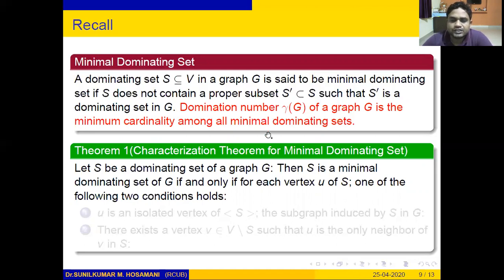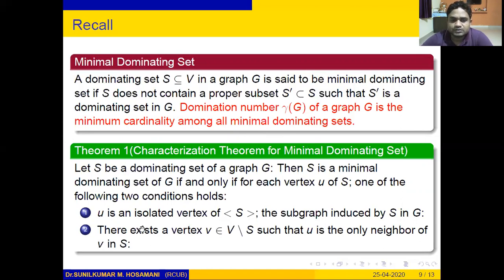In my last lecture, I proved the characterization theorem for minimal dominating sets. The statement of that theorem says that any dominating set S is a minimal dominating set if and only if it satisfies one of the following conditions. The first condition is: if I take the induced subgraph of S, that subgraph must contain isolated vertices. The second condition says that every vertex in V minus S has a unique neighbor in G, and that vertex must belong to S. This is the second condition of the characterization for a minimal dominating set.